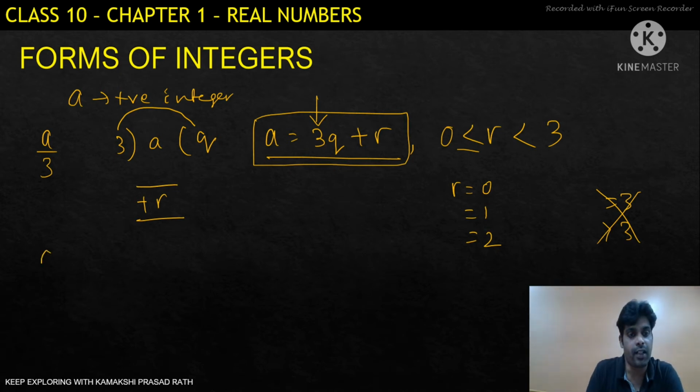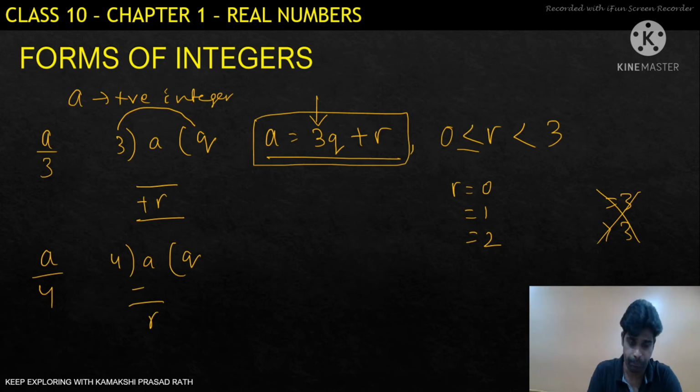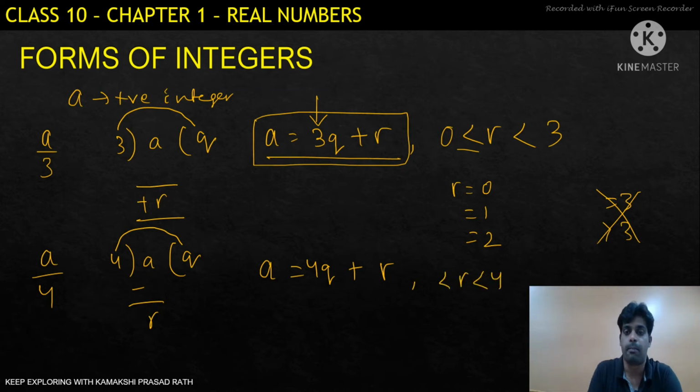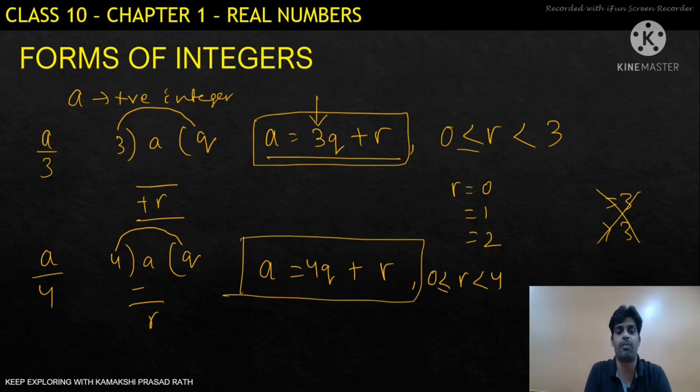Next, same way if we divide an integer by 4, we'll get one quotient and one remainder according to the integer a. So here we can write a equals 4q plus the remainder, and the remainder will be less than 4 but greater than or equal to 0 again. So the same integer I can write in this form also, where 4 is the divisor. So if we divide by 2 we'll get one form, if we divide by 3 we'll get another form, and if we divide by 4, like that. So it keeps on changing.